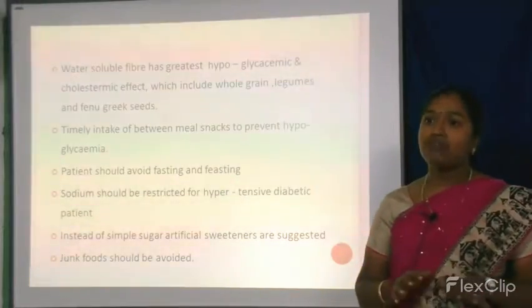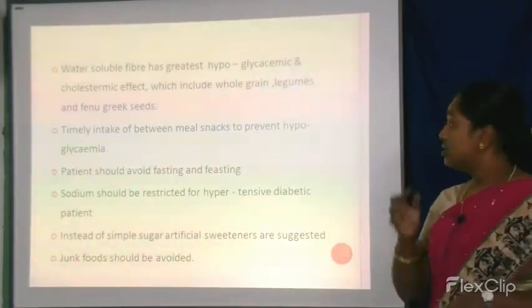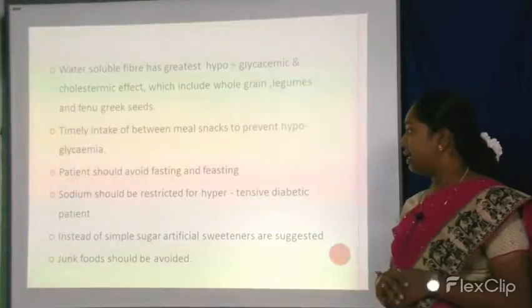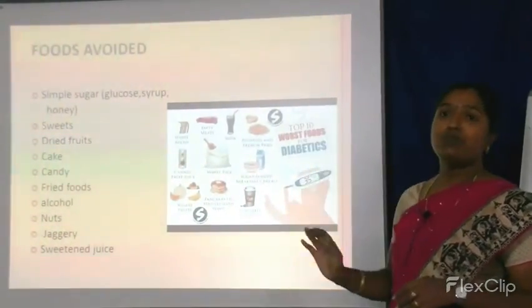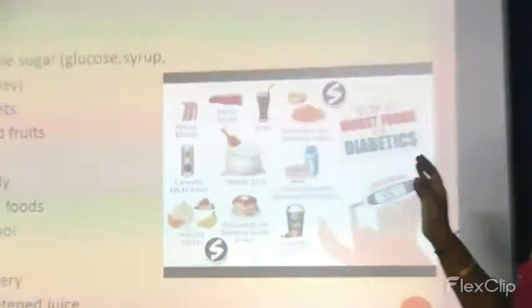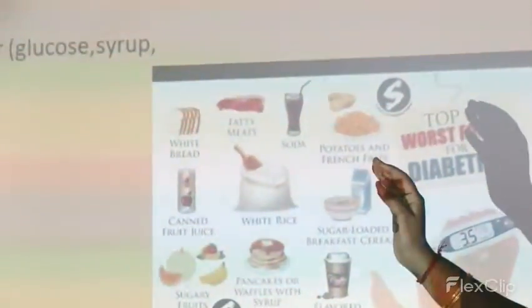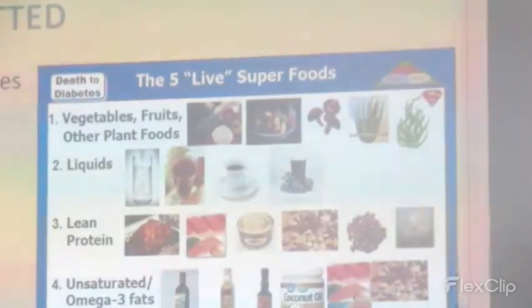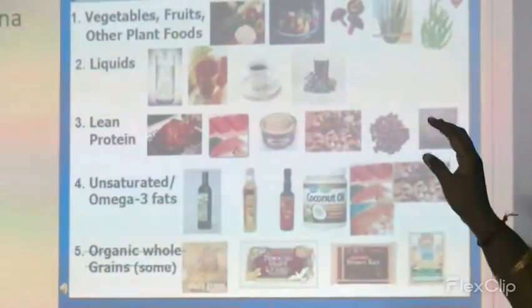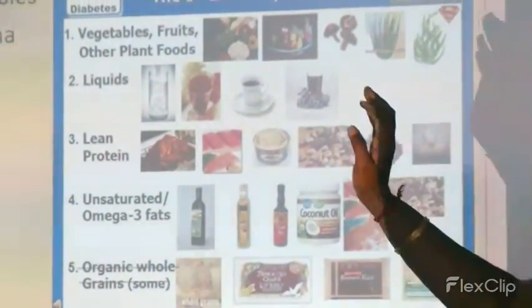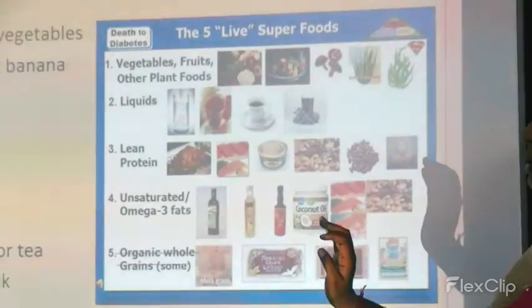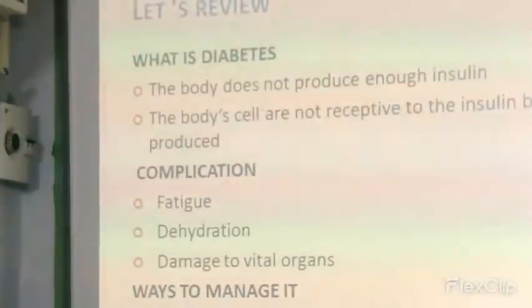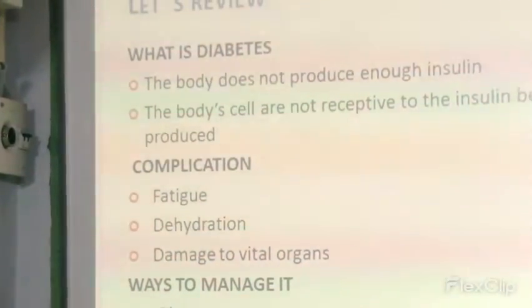Patients should avoid fasting and feasting. Sodium restricted hypertensive diabetic diet: these are the foods to be avoided: simple sugar, sweets, dried fruits, cake, candy, fried foods, alcohol, nuts and jaggery. These are the foods eaten in moderation: fat, cereals and pulses, and red meat. Foods permitted include green vegetables, onion, mint, salad, and skim milk and buttermilk can be preferred.